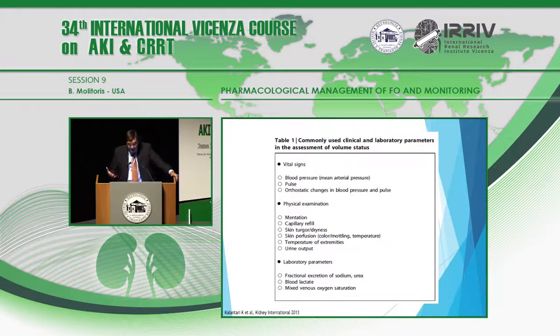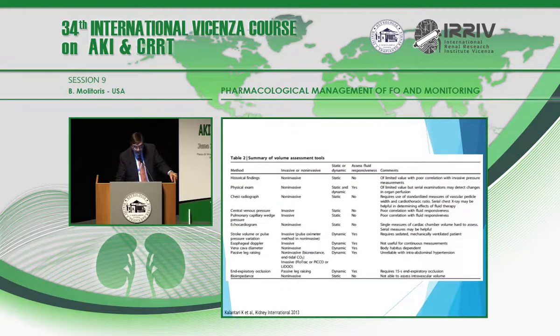So, commonly used clinical laboratories, I think I can skip these. These were mentioned by the previous speaker. They're very important. You have to develop your clinical acumen. I think critical care docs and nephrologists are the best at evaluating volume. I think cardiologists used to be very, very good at it, but they have so many toys now that help them so much that they've kind of forgot about evaluating volume.